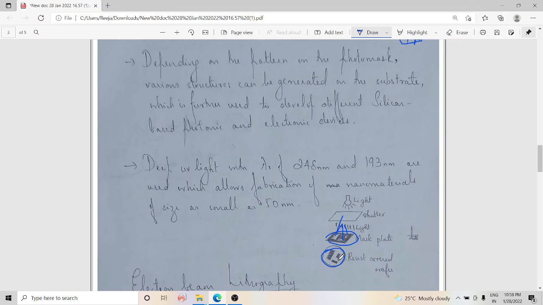Now we have coated a material called photoresist which is sensitive to light. After the light passes through the photo mask and reaches the photoresist, those regions which are exposed to light undergo a chemical reaction. Now the next process is to develop this photoresist. That is, you wash this photoresist surface with some suitable solvent.